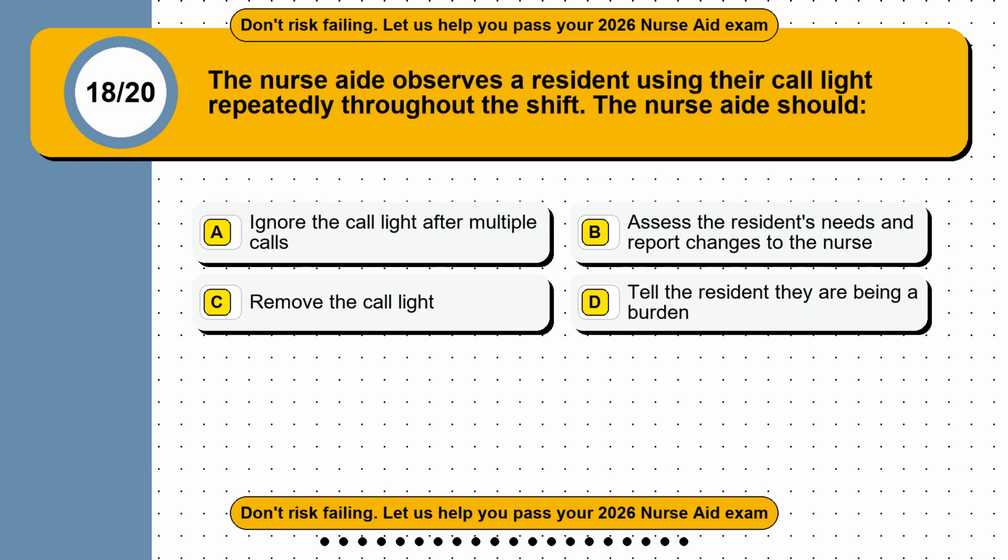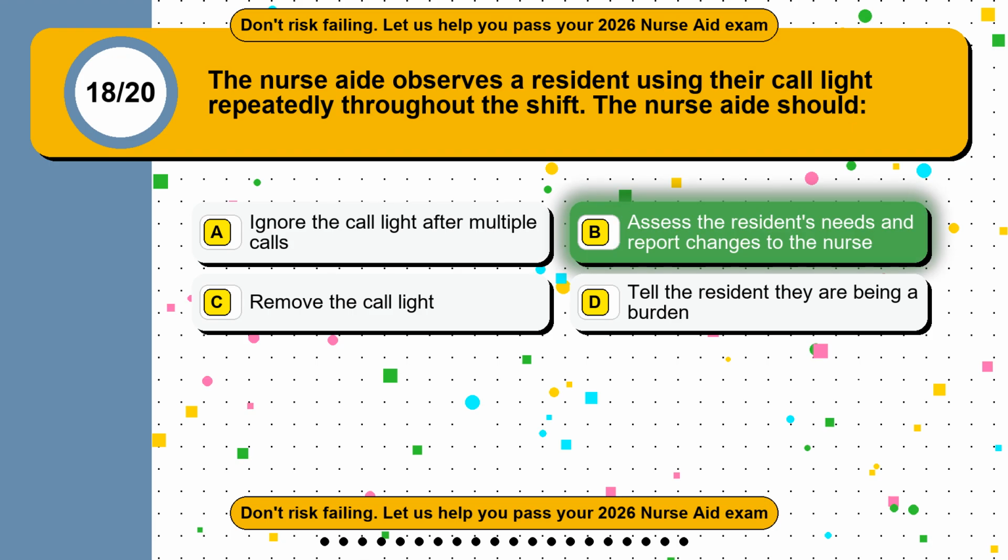Question 18. The nurse aide observes a resident using their call light repeatedly throughout the shift. The nurse aide should option A, ignore the call light after multiple calls. Option B, assess the resident's needs and report changes to the nurse. Option C, remove the call light. Option D, tell the resident they are being a burden. The correct answer is option B, assess the resident's needs and report changes to the nurse.